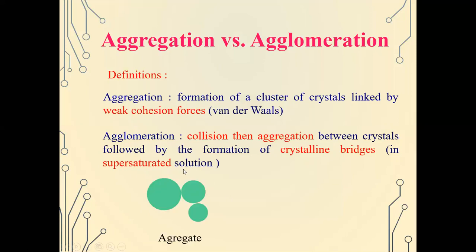Now, when we speak of an aggregate, it's something like this. But when we speak of an agglomerate, it's something like this. So there's already a linking of the solids in the crystal. That is why you have the formation of what we call crystalline bridges, and this will only happen, again as mentioned, if the solution is already supersaturated. So in aggregation, there's no linking, or if there is a linking, that link is very weak, caused by cohesion forces. But this one is more stable because we have the presence of these bridges, specifically crystalline bridges.